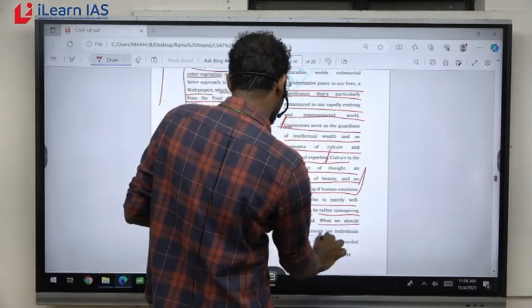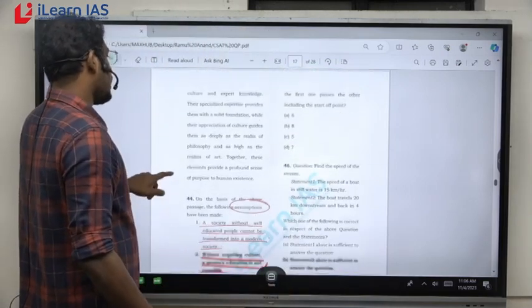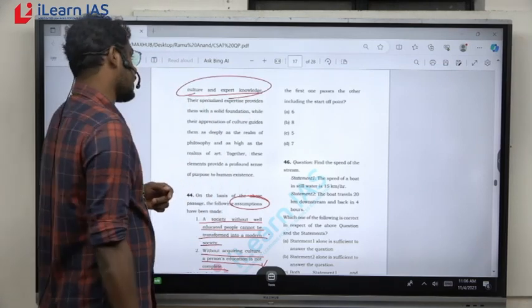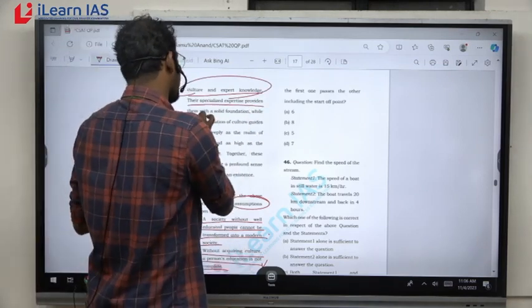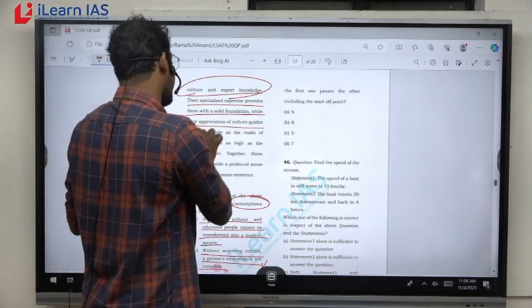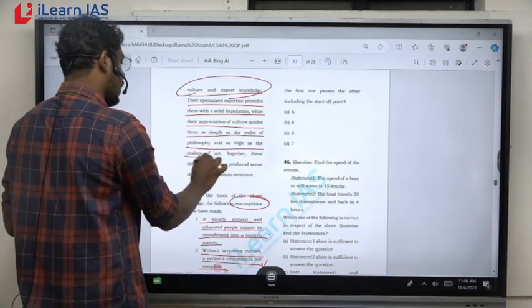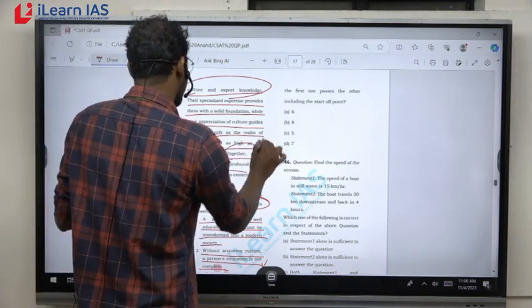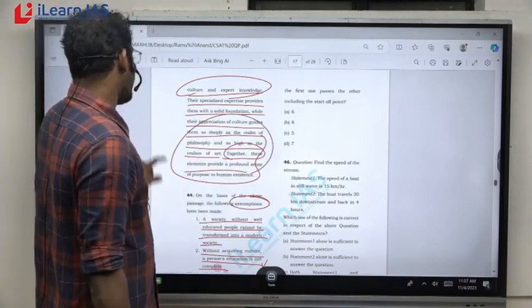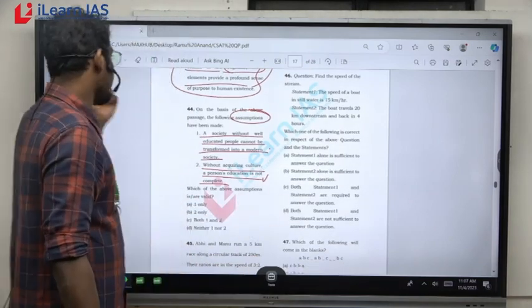What we should aspire to cultivate are individuals who possess both a well-rounded culture and expert knowledge. So both culture and knowledge are necessary. Their specialized expertise provides them with a solid foundation, while their appreciation of culture guides them as deep as the realm of philosophy and as high as the realm of art. Together, these elements provide a profound sense of purpose to human existence. So in order to have a complete human existence, both knowledge as well as culture are necessary.